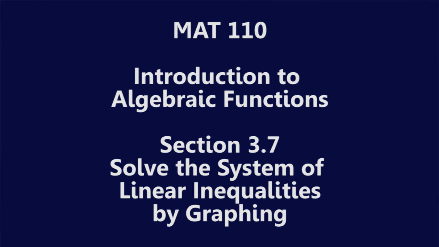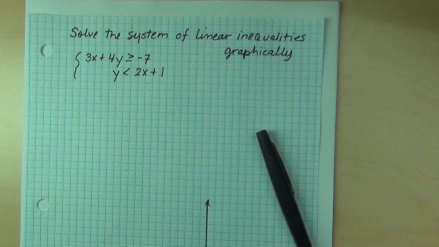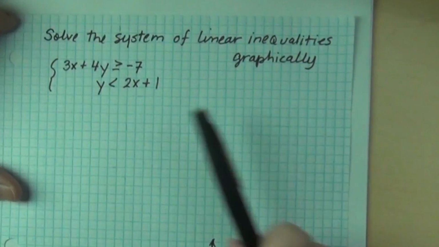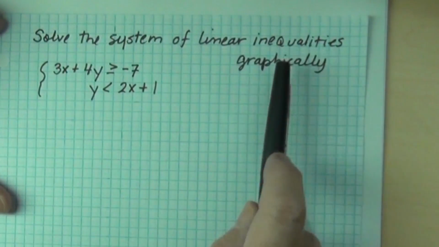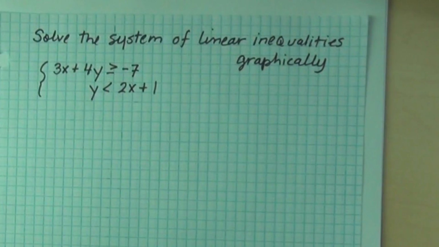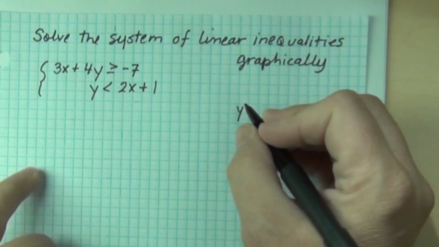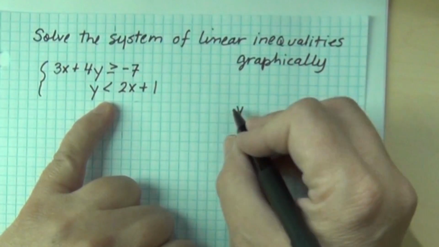3.7, solve the system of linear inequalities by graphing. In this problem, we are being asked to solve the system of linear inequalities graphically. Here's our system, and so we'll need to deal with each of those lines. The easiest one, I'll do it first, is y is less than, or just strictly less than.